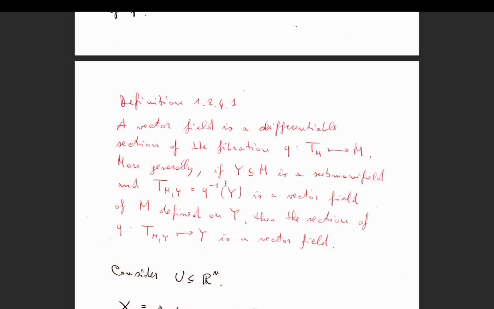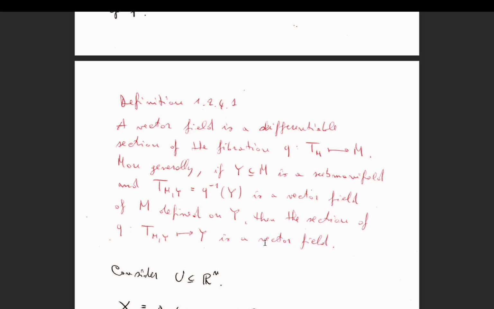Furthermore, if we have a submanifold Y of M and Q to the minus 1 of Y is a vector field, then it is a section of the fibration Q restricted to TY_M into Y.